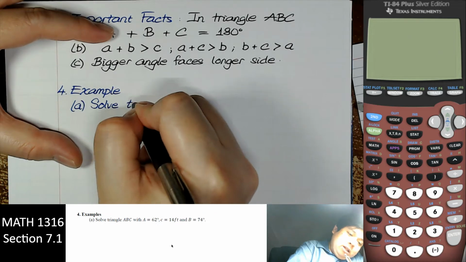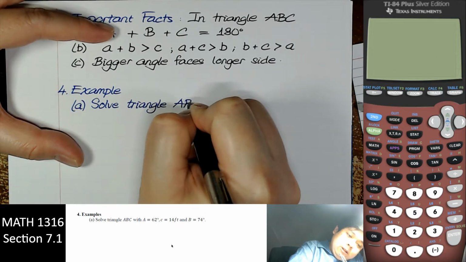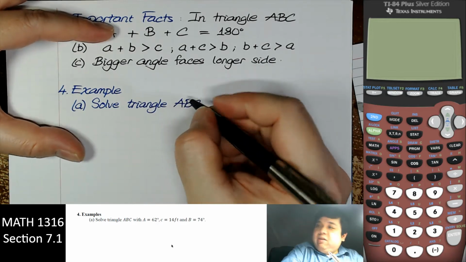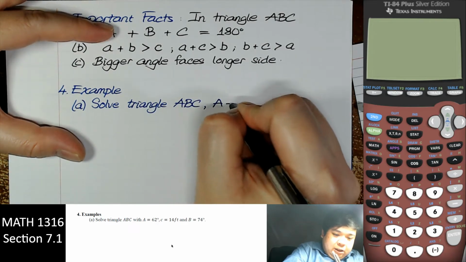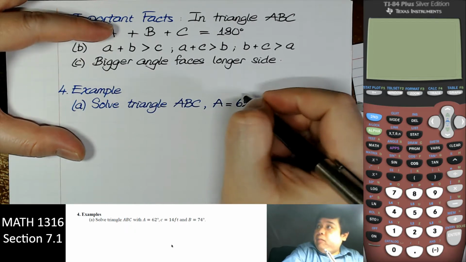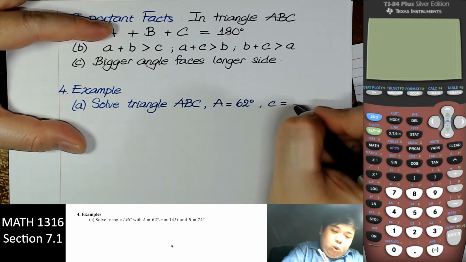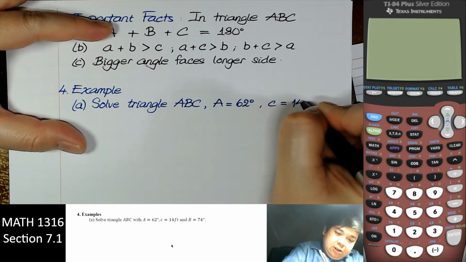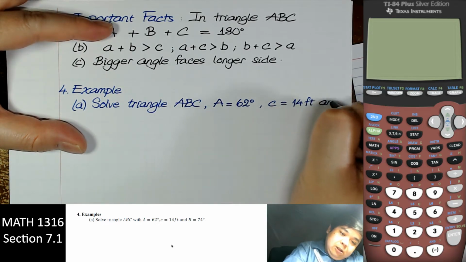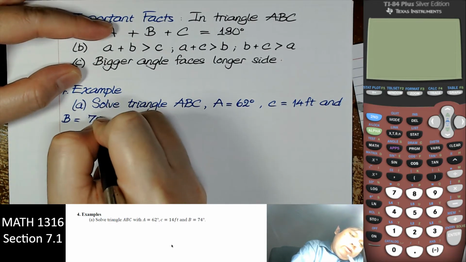Solve triangle ABC. We are given angle A equal to 62 degrees, side c is 14 feet, and angle B is 74 degrees.